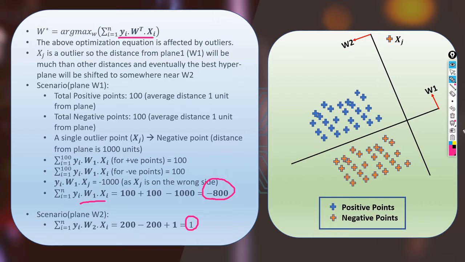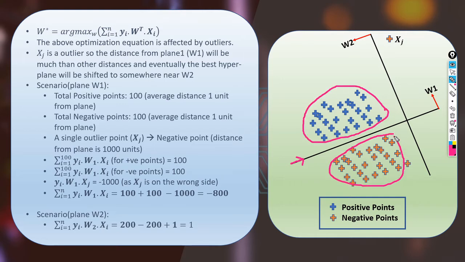Not W1. But think logically. If W1 were the original or the optimized plane, the accuracy would be much higher because it is correctly classifying all the positive points, it is correctly classifying all the negative points, only one misclassification here. So only 1% of error, right?